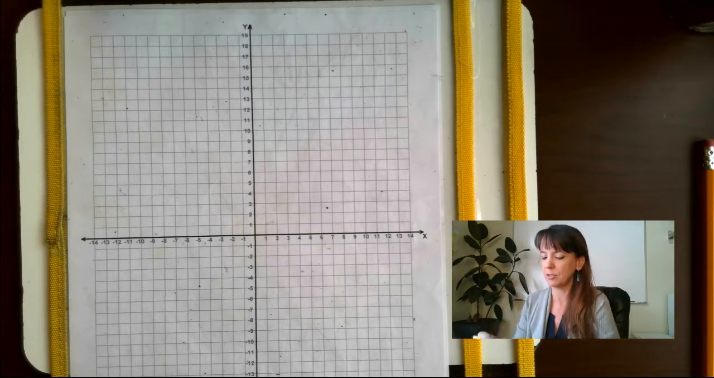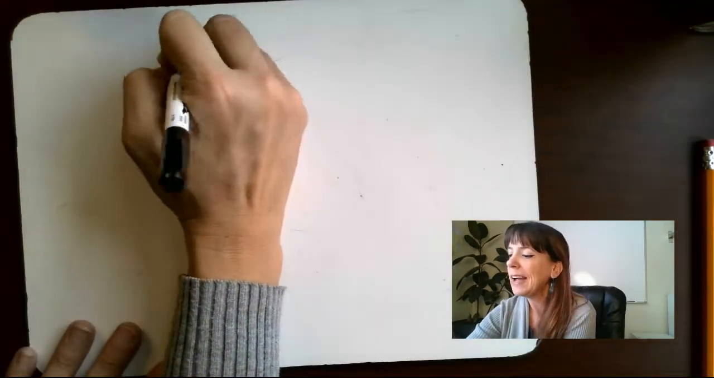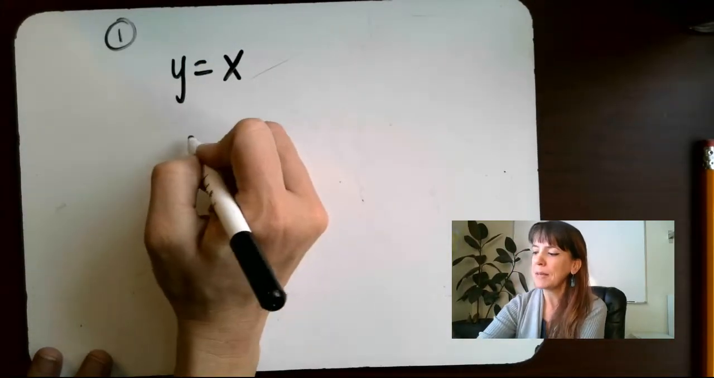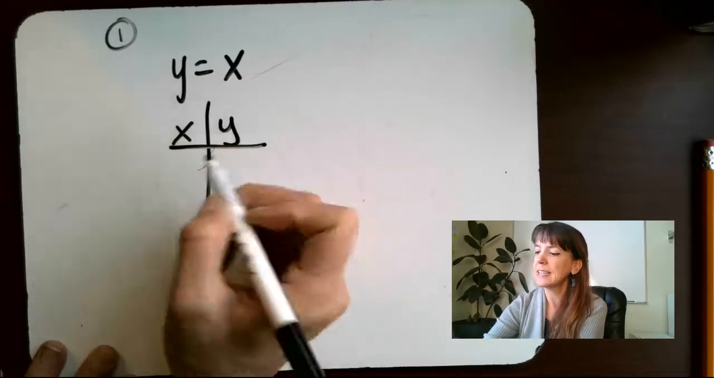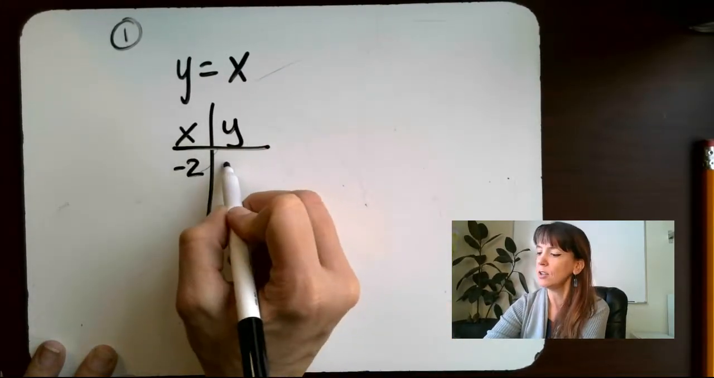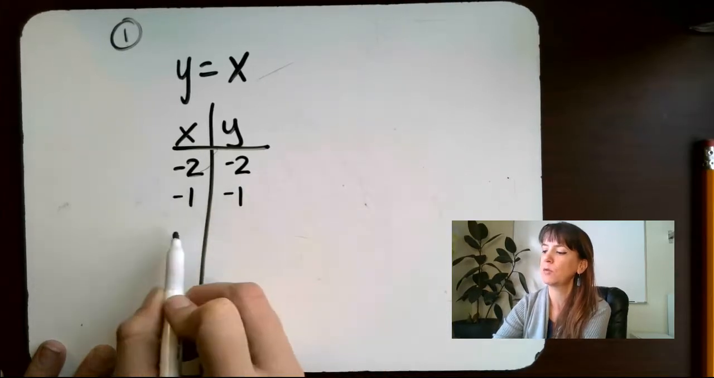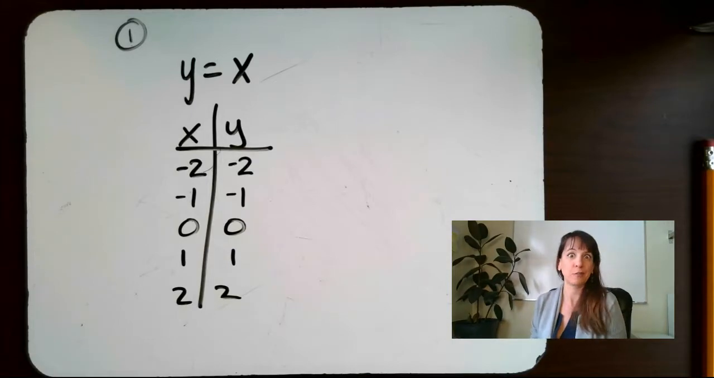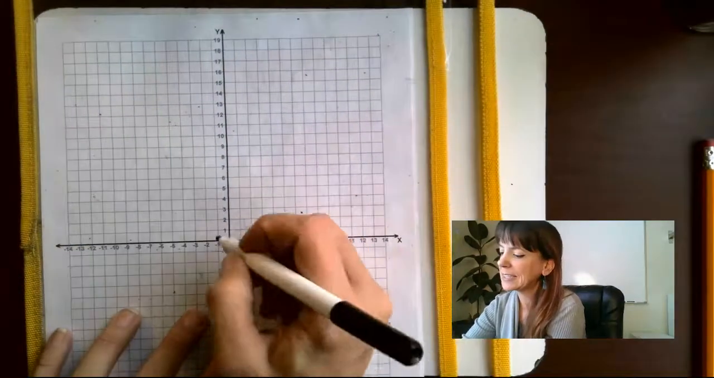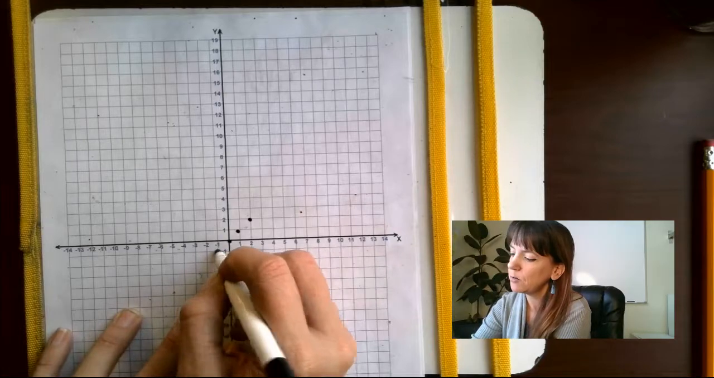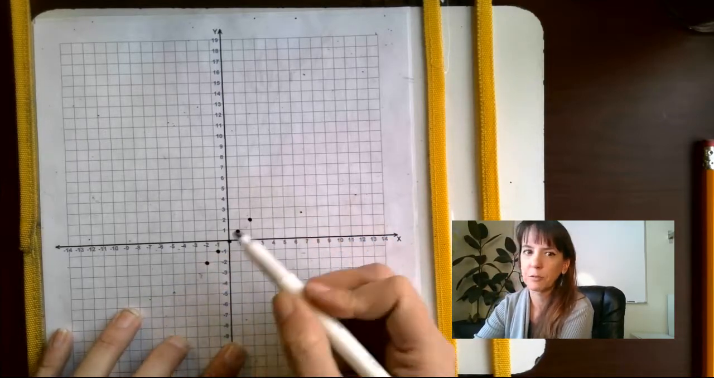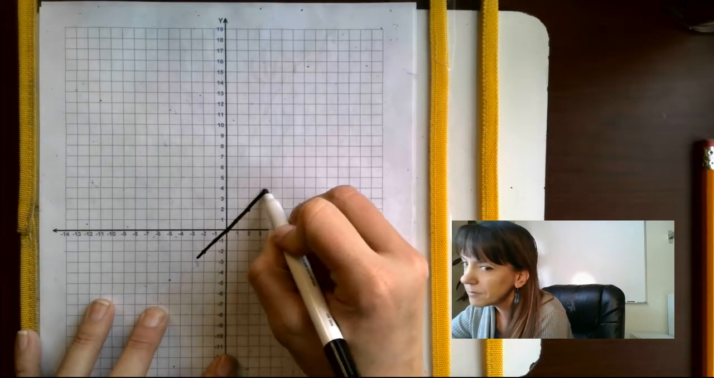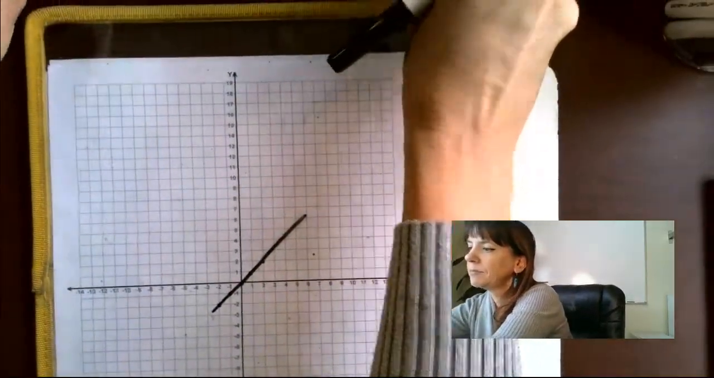our very first function that we learned. I bet you learned this in Algebra 1. It looks like this, y equals x. Y equals x, this is our number one. What that means is when x is -2, y is also -2. When x is -1, y is -1. When x is 0, y is 0. 1, 1, 2, 2. This is our easiest function, right? That looks like this guy right here. Over 1, up 1, over 2, up 2, down 1, over 1, and so on and so forth, right? So we've got this guy. Looks like this. Okay?